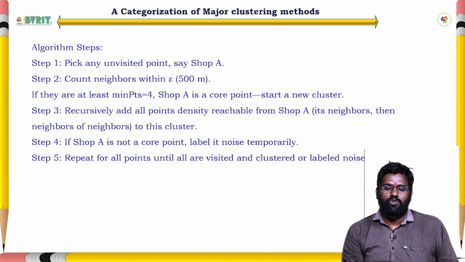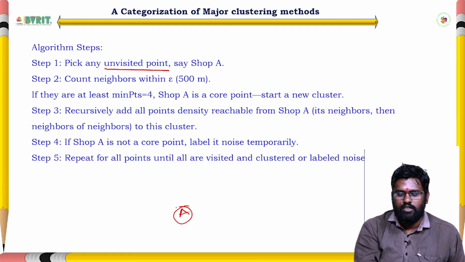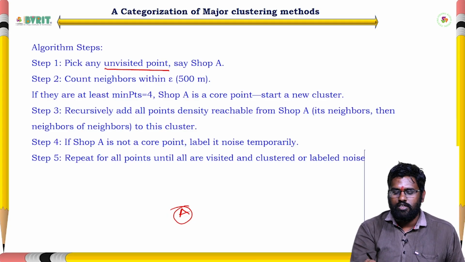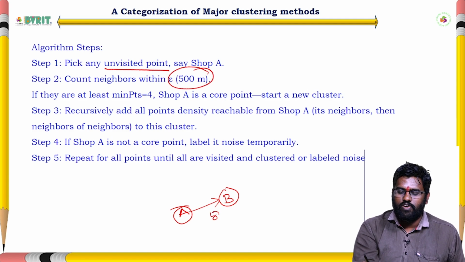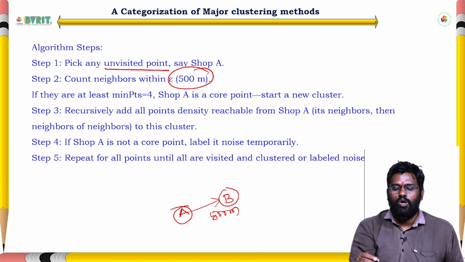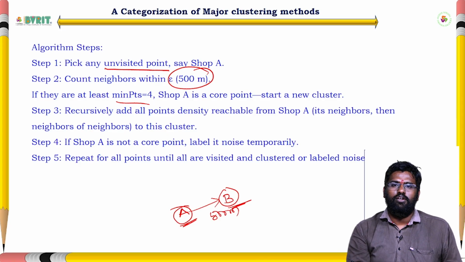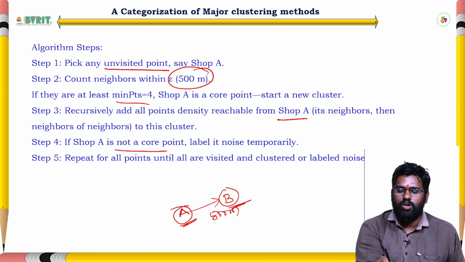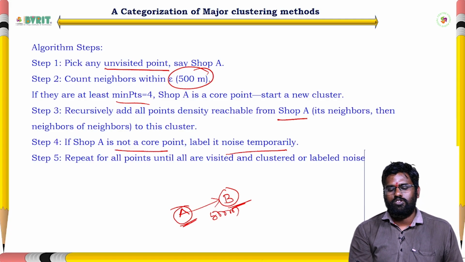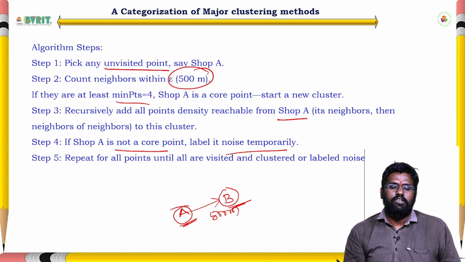In DBSCAN, what are the steps we have to do? First we take any unvisited point, that means we start from one point, let us say A. From that, we calculate the nearest neighbor points within a radius, let us assume 500 meters as an example. Then we take the minimum points and identify whether it has a core point among the given neighbors. After calculating the density with shop A and shop B, if shop A is not a core point, the noise will temporarily exist. We have to do the process until the end. Now I will show you with an example.